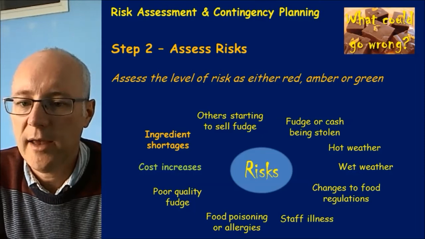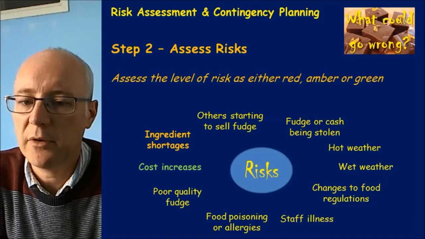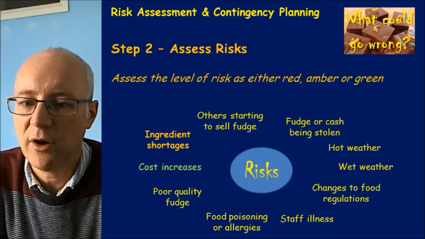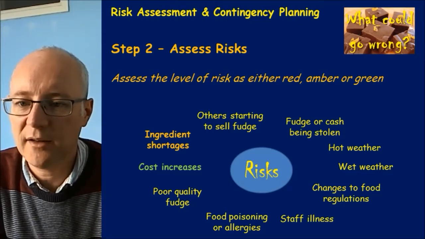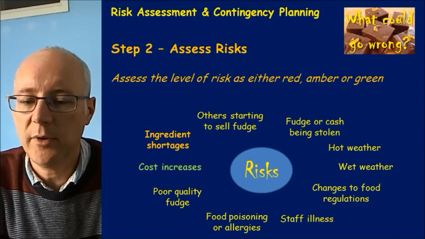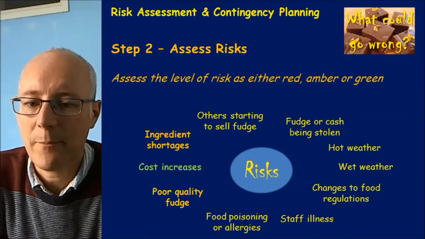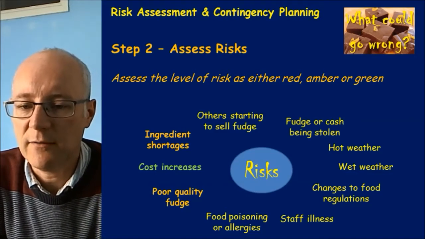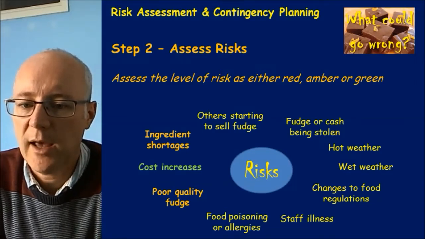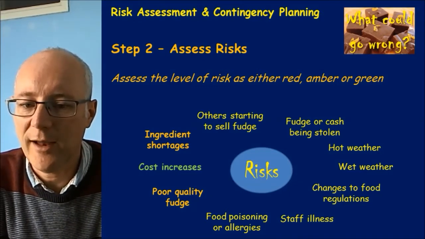Cost increases is the next one. I've decided that's a green. I'm not seeing that much increase in costs in the shops at the moment. If there is an increase in cost, I don't think it's going to make a massive difference to how much it costs me to make my fudge and therefore what I can sell it for. And if cost increases do go quite high, I can just notch up the prices a little bit. What about poor quality fudge? Well, I'm putting that as an amber. If I make fudge that isn't very good, then people aren't going to come back and buy more fudge from me. It's probably not going to cause the business to fail, provided I can actually rectify that fairly quickly.